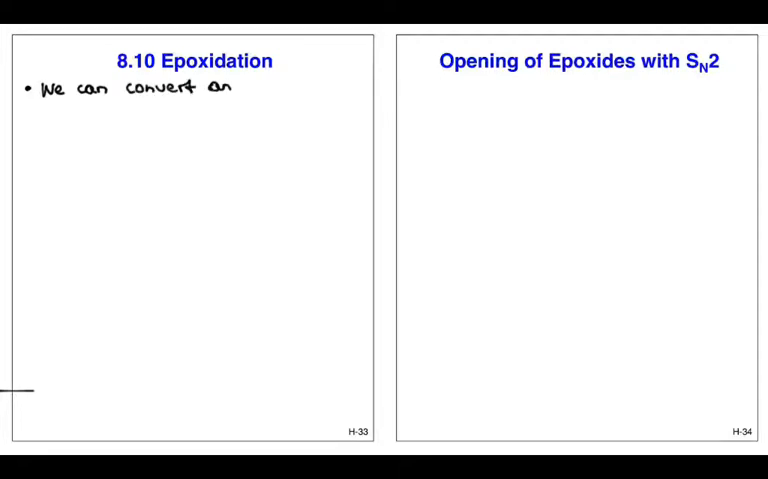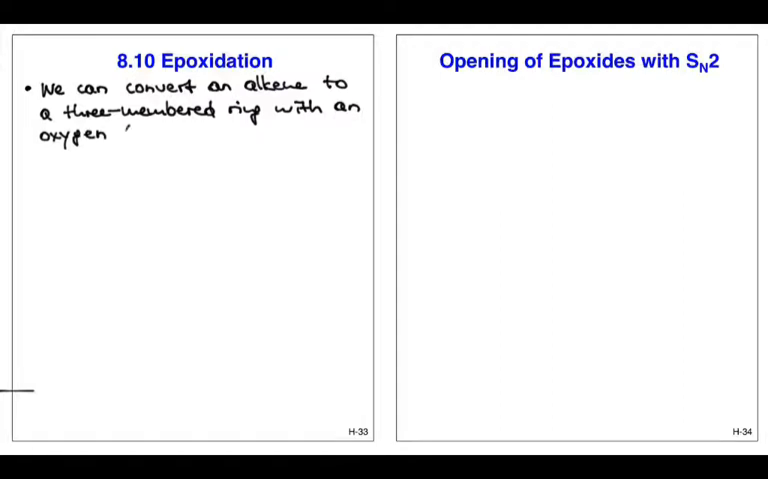Essentially what we're going to do, we're going to convert an alkene, right, like before, to a three-membered ring, which now instead of a bromine contains an oxygen. And such a ring is called an epoxide. So you need to know this term. That's an epoxide. A three-membered ring, two carbons, one oxygen.